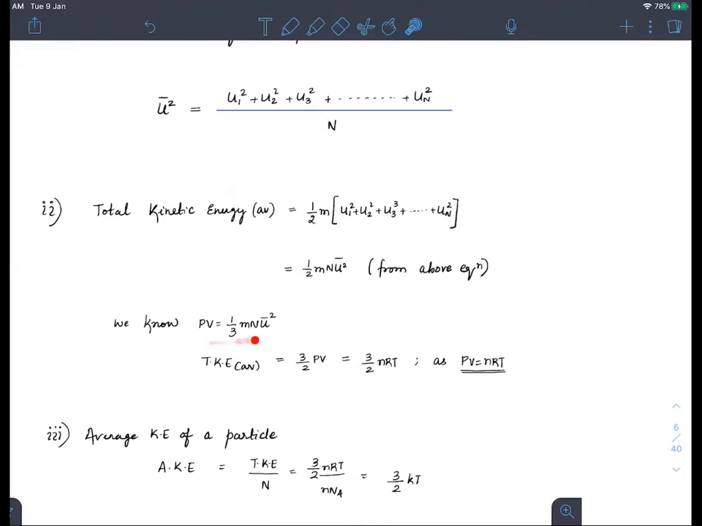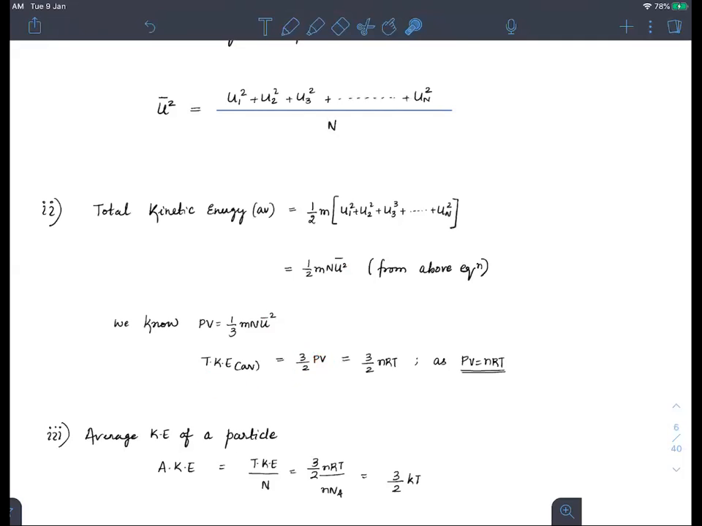Now we know PV is equal to 1 by 3 mn u bar square and kinetic energy is equal to half mn u bar square. So you can equate these two. In case you check out the total kinetic energy, we can relate these two and get different derivations. For example, I can write this as 3 by 2 PV, because this half mn u square can be replaced with kinetic energy, 2 times of it. So therefore, total kinetic energy will be 3 by 2 PV.